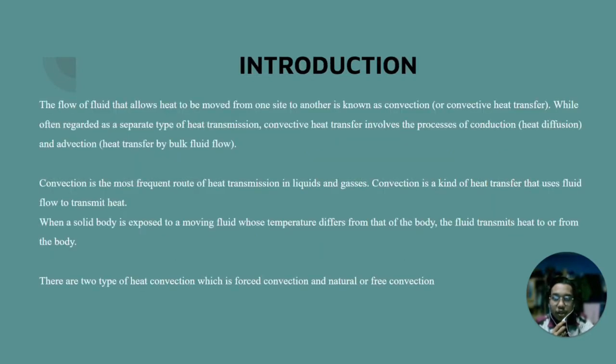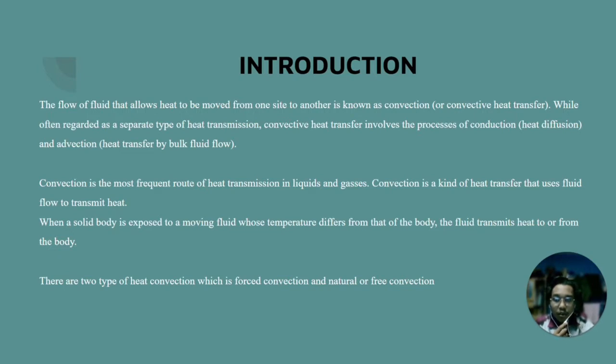For the introduction, the flow of fluid that allows heat to be moved from one side to another is known as convection, while often regarded as a separate type of heat transfer. Convective heat transfer involves the process of conduction, heat diffusion, and advection. Convection is the most frequent route of heat transfer in liquid and gas. Convection is a kind of heat transfer that uses fluid flow to transmit the heat.